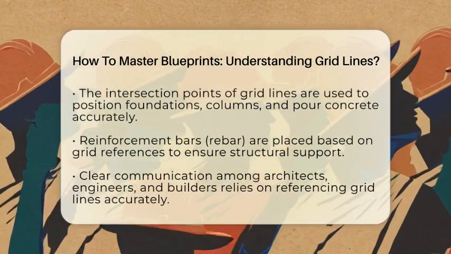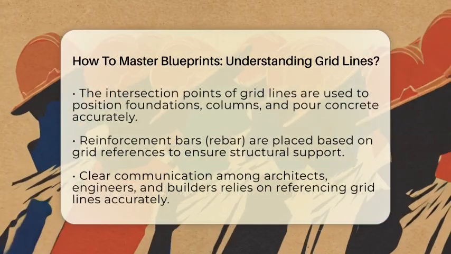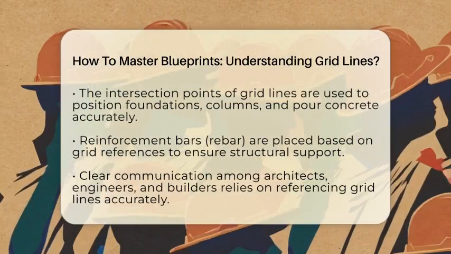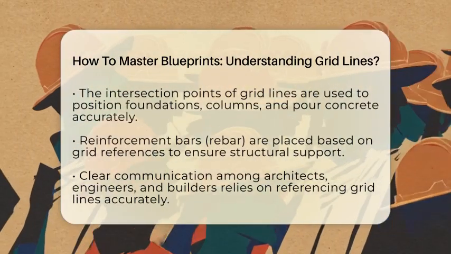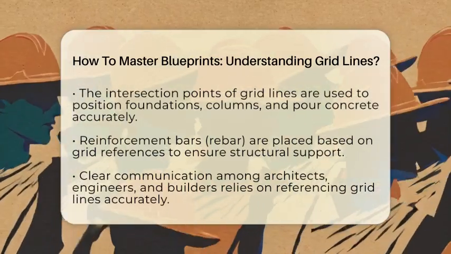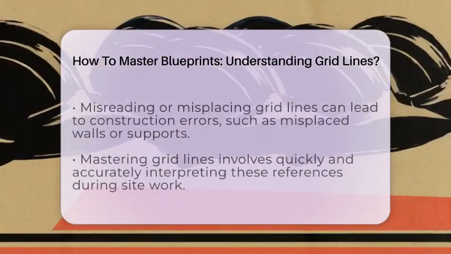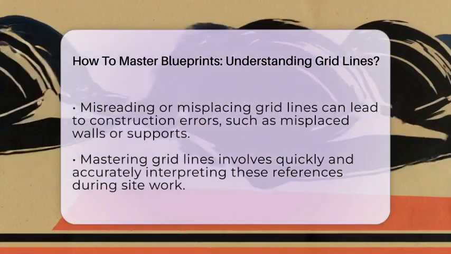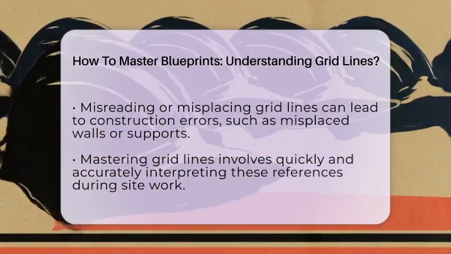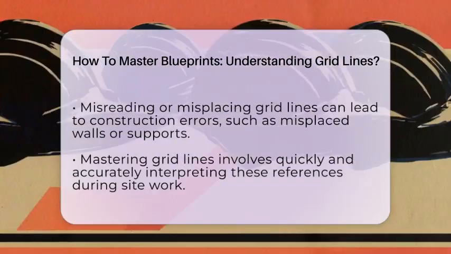On the construction site, workers use these grid lines to set out foundations, place columns, and pour concrete. For example, when pouring a concrete footing, they follow the grid intersection point to ensure it's in the right place. Reinforcement bars or rebar are also positioned based on these grid references. This way, the entire structure is connected and supported properly.